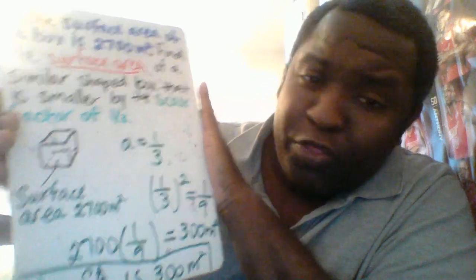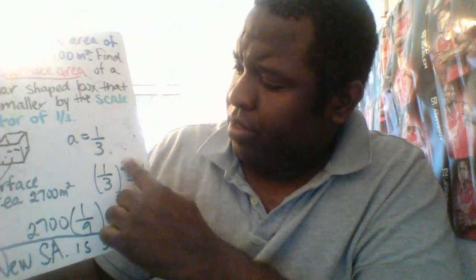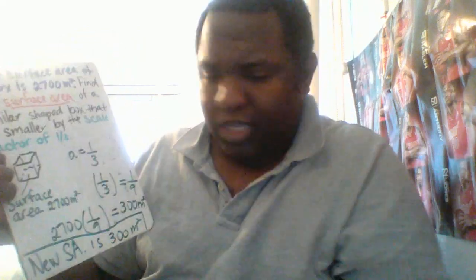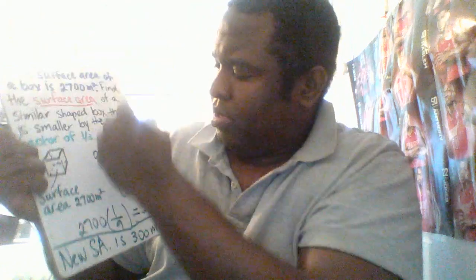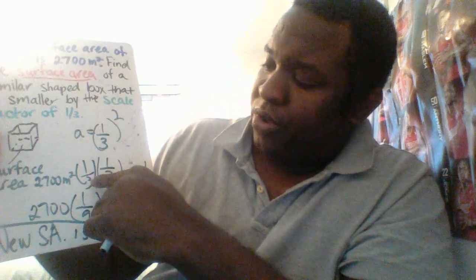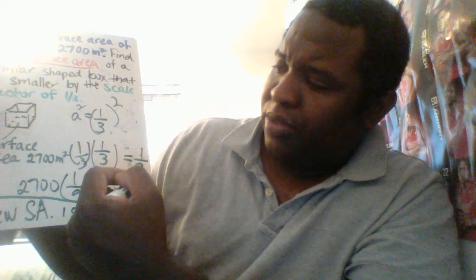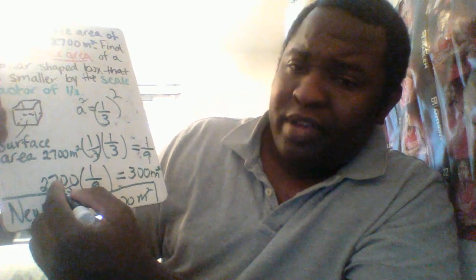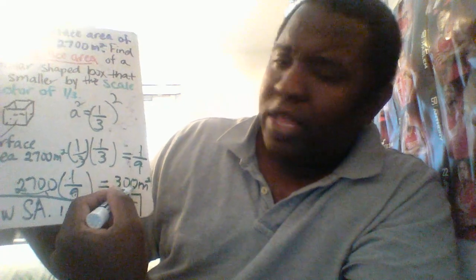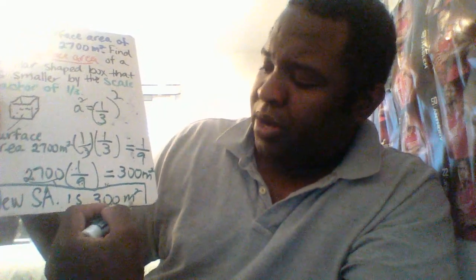Okay, so 1/3 is our scale factor. So we got a equals 1/3. Well, what does 1/3 mean? This actually means we're going to square it, and we're going to put 1/3 times 1/3, okay, which is you do 3 times 3 and 1 times 1, which is what? 1/9. Okay, so what do you do over here? 2,700 times 1/9 is like saying 2,700 divided by 9. So that's what you get right here, which is 300 meters squared. So your new surface area is 300 meters squared.